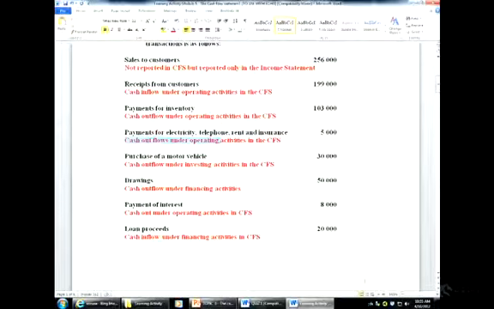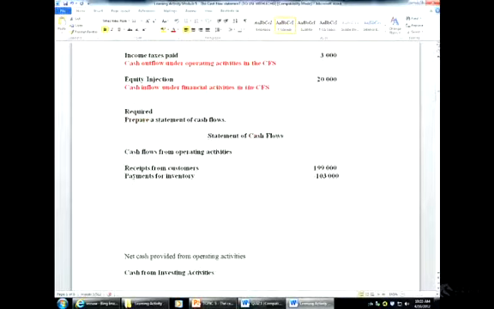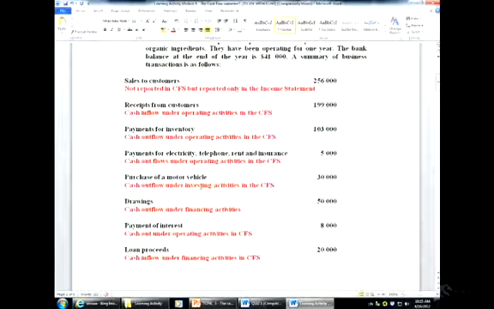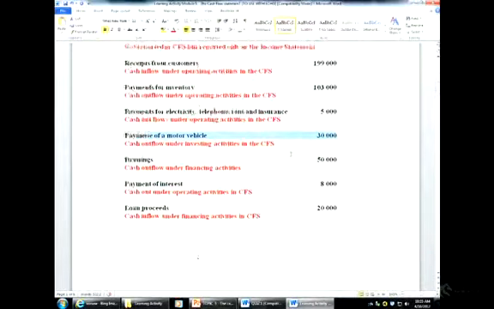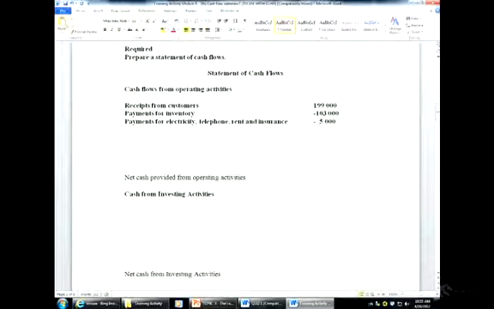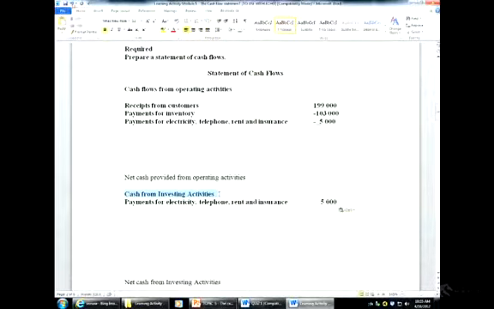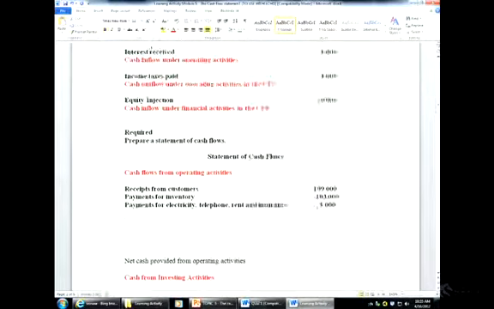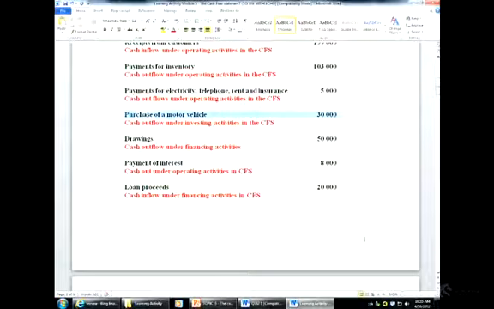Payout under operating activities for electricity, telephone, insurance, etc., $5,000. Now that's a negative under operating activities. Purchase of a motor vehicle, that's an investing activity, and that will go under investing activities. So under investing activity, sorry, took the wrong one out. Change that color. Yep. Investing activities, purchase of a motor vehicle for $30,000.